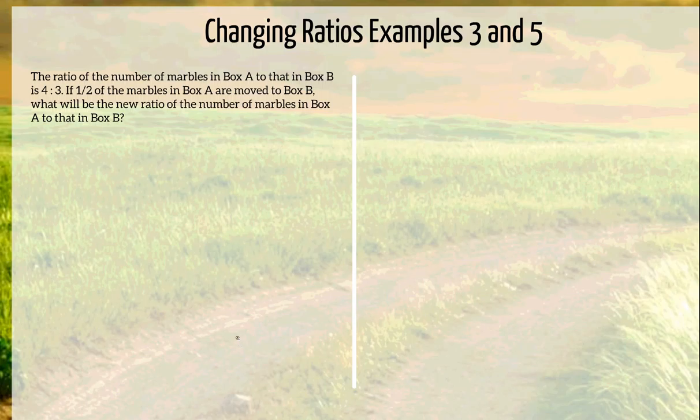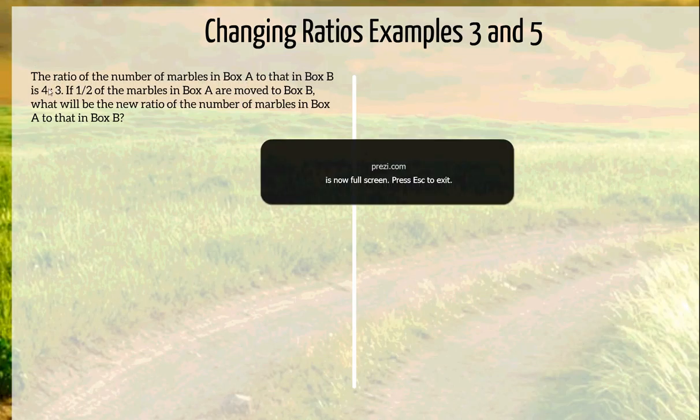The ratio of the number of marbles in box A to that in box B is 4:3. If half of the marbles in box A are moved to box B, what will be the new ratio of the number of marbles in box A to that in box B?